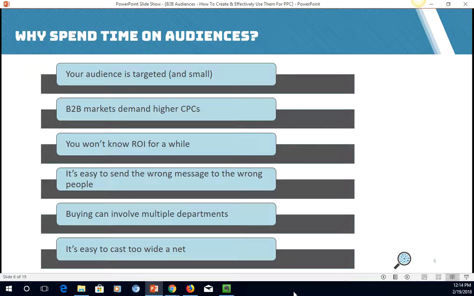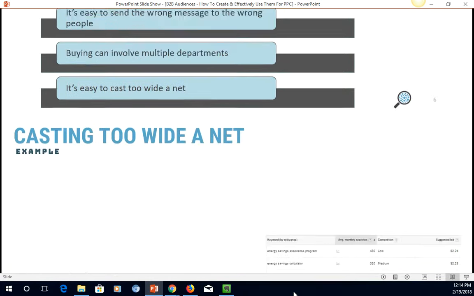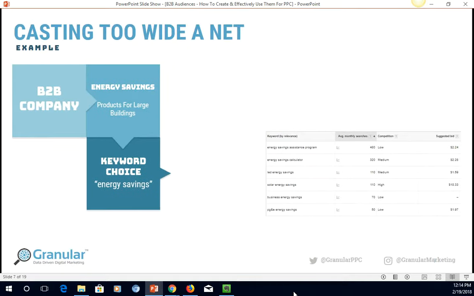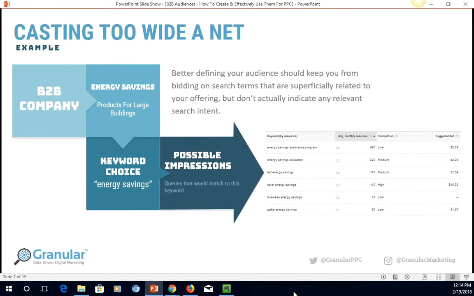And it's easy to cast too wide a net, like I mentioned. Here's an example of that, where a B2B company might be offering products for large buildings that save on energy costs. The typical B2B advertiser might approach this by choosing the keyword energy savings. And the reason that's a mistake is because if you look on the right there, here are some possible queries that would match to this keyword.